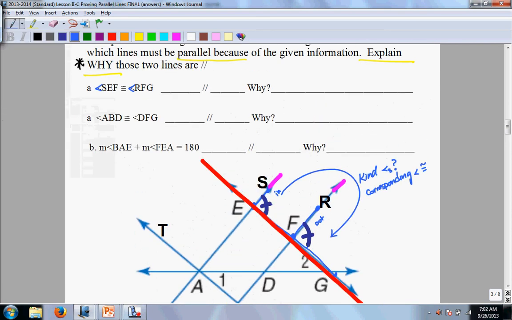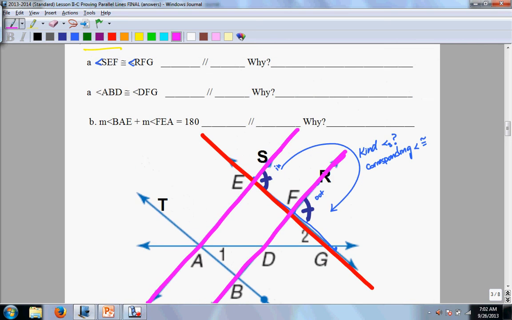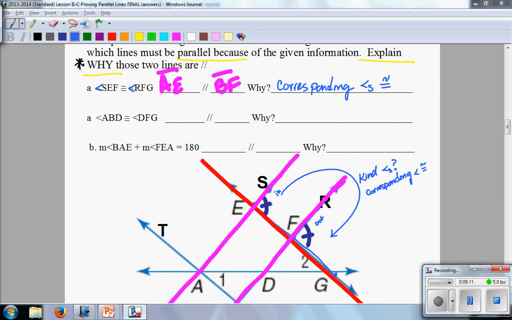So we can say this. We know that this line right here, we're going to call that line AE, and this line BF are parallel. So AE segment and BF segment are parallel because corresponding angles are congruent.